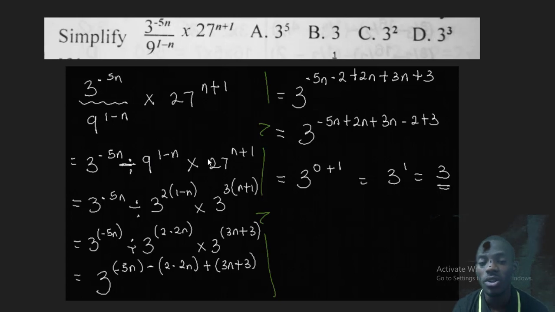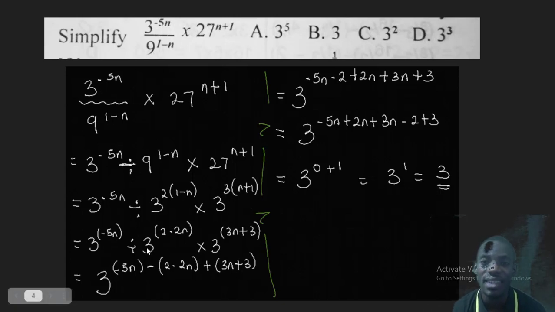Now, notice one thing. All the base numbers here are in the family of 3. That means they are all powers of 3. So I will change this to 3 to the power minus 5n divided by 3 to the power 2. Why 3 to the power 2? Because 9 is 3 to the power 2, and I'm trying to make all of them the same base. So 9 means 3 to the power 2, bracket 1 minus n, times 27, which means 3 to the power 3, bracket n plus 1. Can you see that? Now solve for that. That will become 3 to the power minus 5n divided by 3 to the power 2 times 1 is 2, 2 times n is 2n. I just expanded the bracket, times 3 to the power 3 times n is 3n plus 3 times 1 is 3. And that's what I have here.